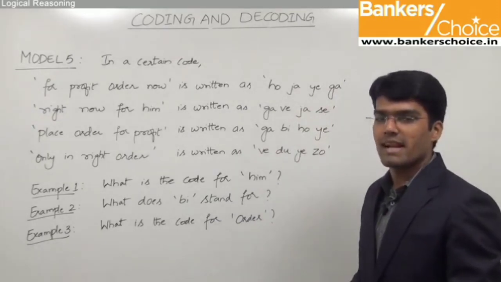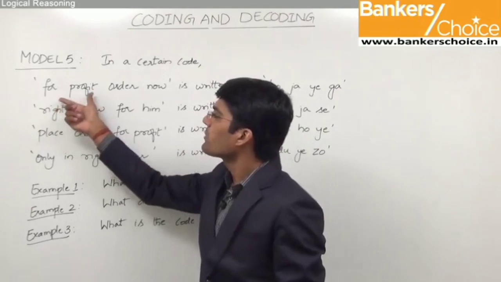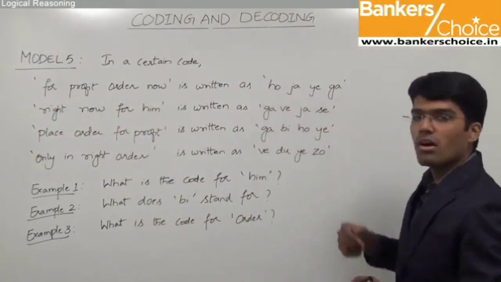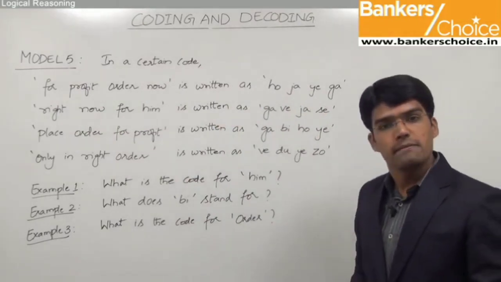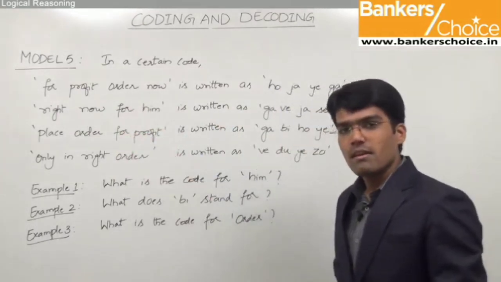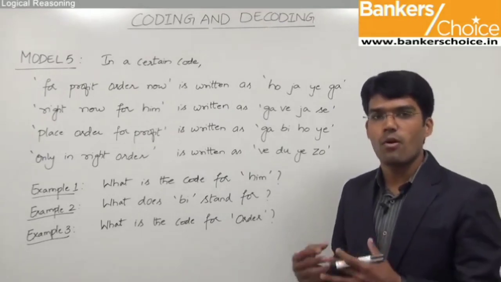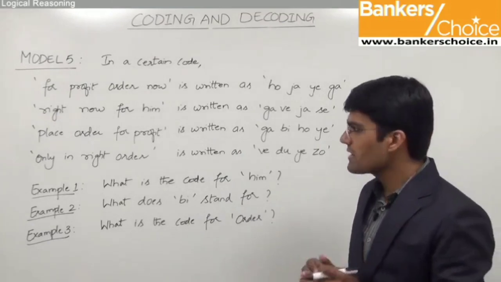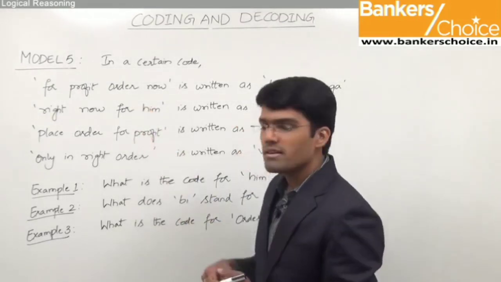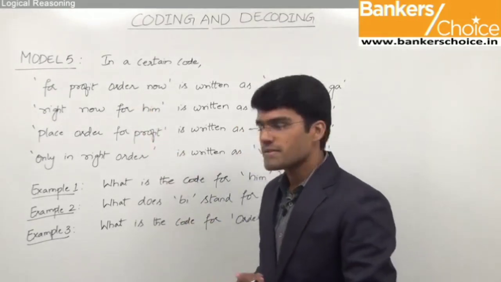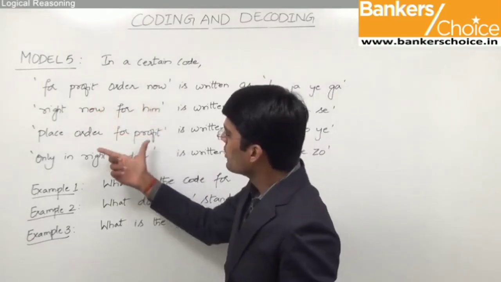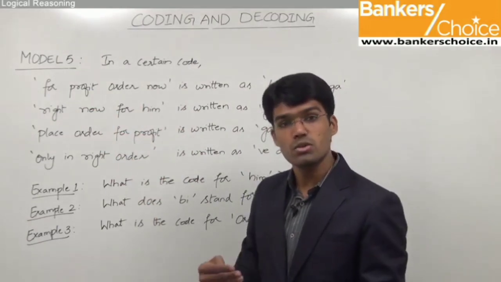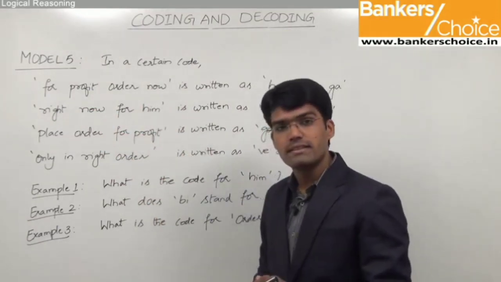So one thing which we can understand here is the code for or profit or order or now should be any one of these 4 things on the right hand side. Now to identify the exact code for the given words, we need to find out those words which are common in more than 2 or 3 statements. So let us first try to find out any word which appears here in 3 or 4 statements. If we observe, there is no particular word which comes in all the 4 statements. So let us find out those words which are there in any of these 3 statements.